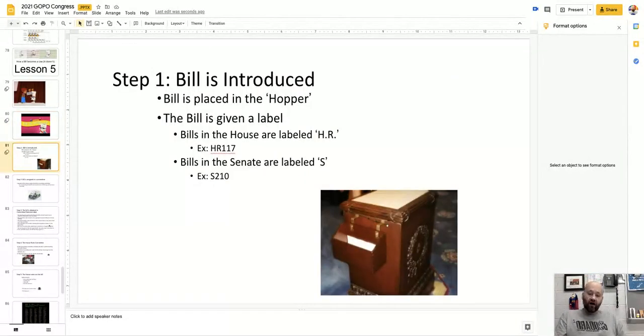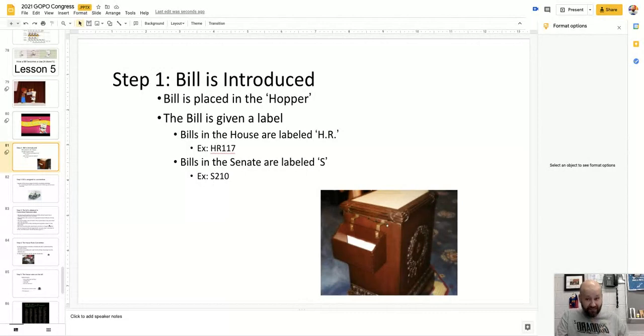All right, so the first thing is a bill has to be introduced. And when it is introduced, it can only be introduced by a congressperson, a House member or senator, and it is thrown into the hopper. It's a literal box that they put pieces of paper in. You'll probably see on the GOPO exam abbreviations HR or S, and that just means where they originated from. Please remember that only a congressperson can introduce a bill.